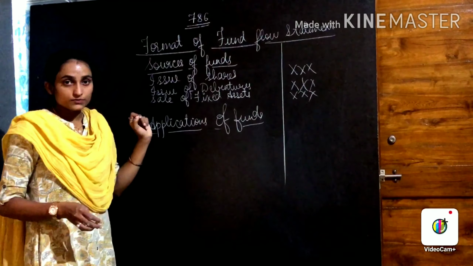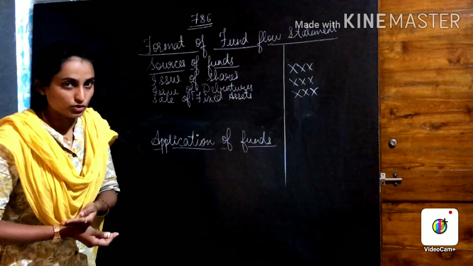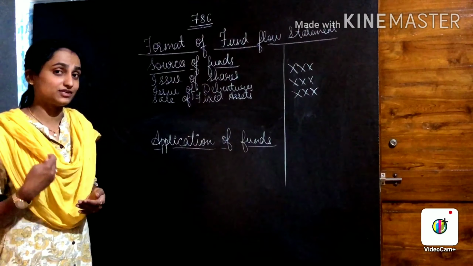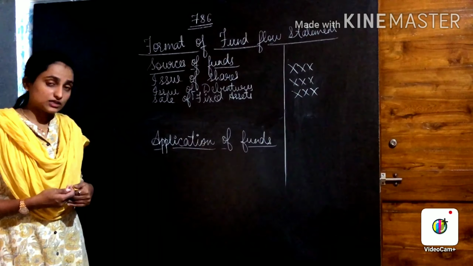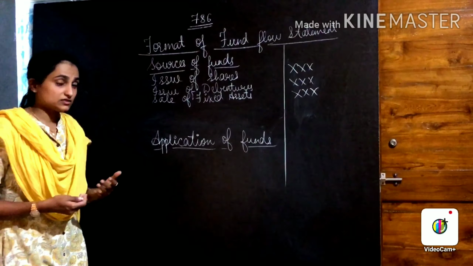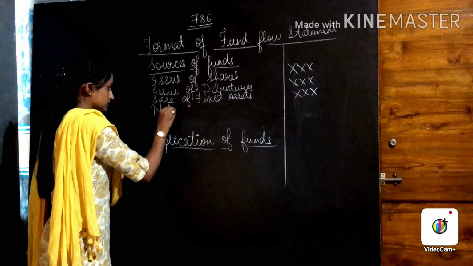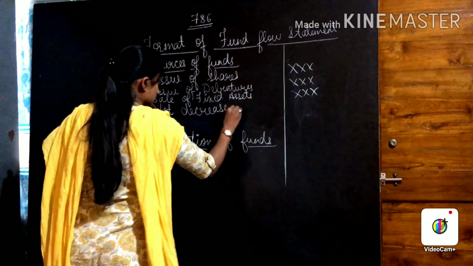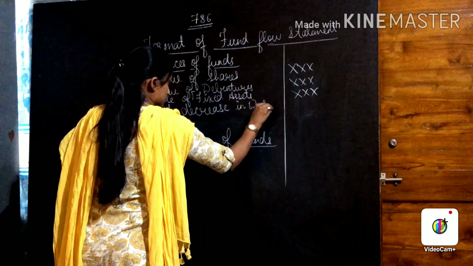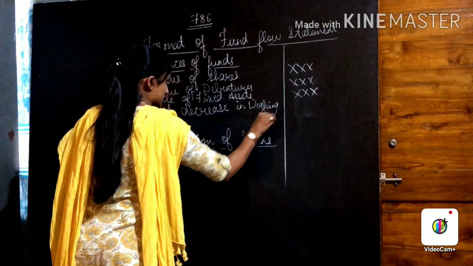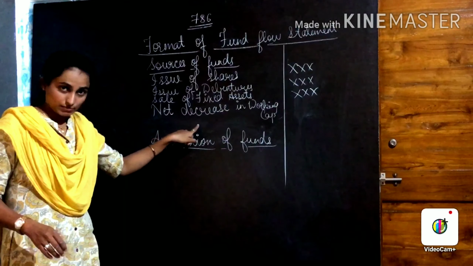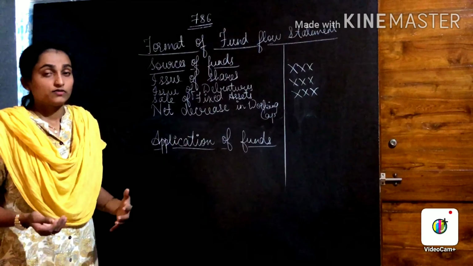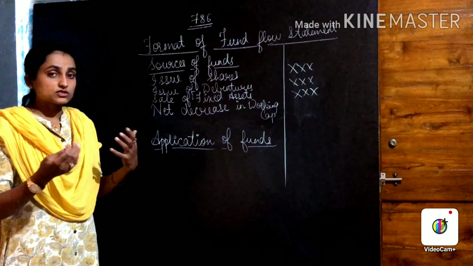Then next is what? You remember we prepare the schedule of changes in working capital. I had told you the purpose behind preparing it is to find out the net increase or net decrease. So whatever net increase or net decrease we get, we record it over here. Net decrease is a source of funds. Now there may be a question in the mind of viewers: how is a net decrease in working capital a source of funds? Net decrease in working capital takes place when current liabilities increase. Current liabilities increase in the sense that we get credit, we get some cash. So that's how it is a source of funds.